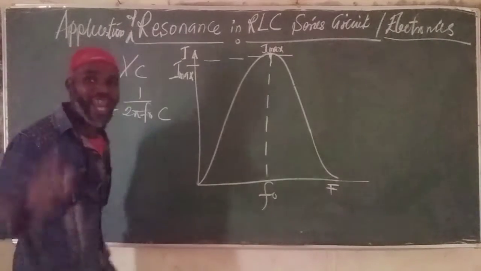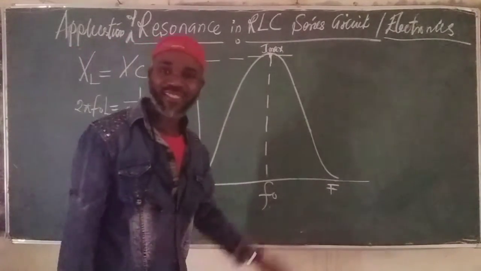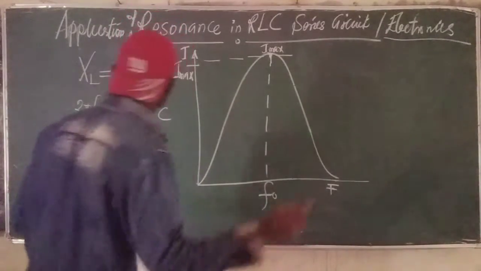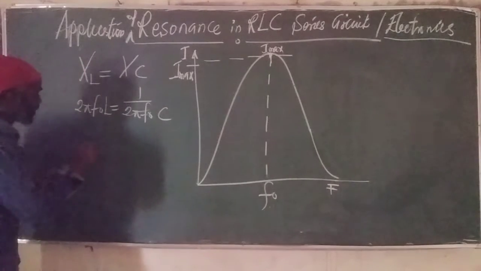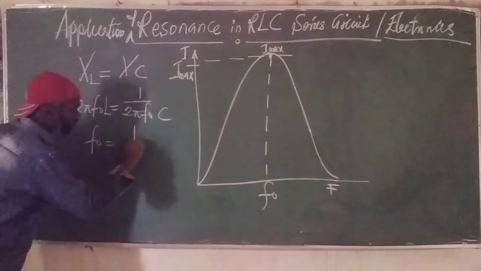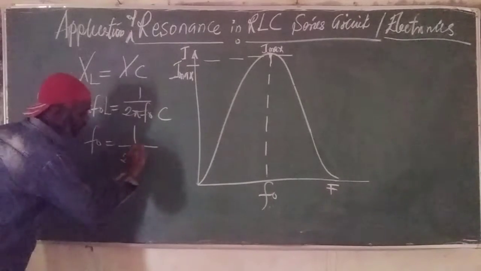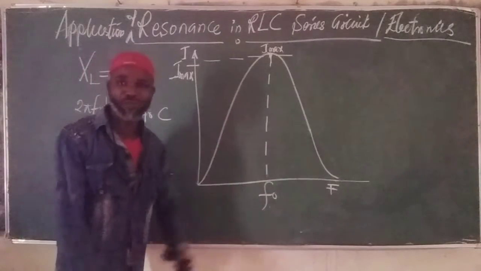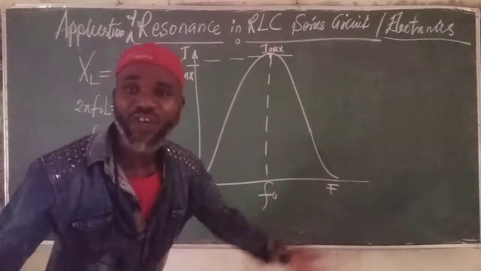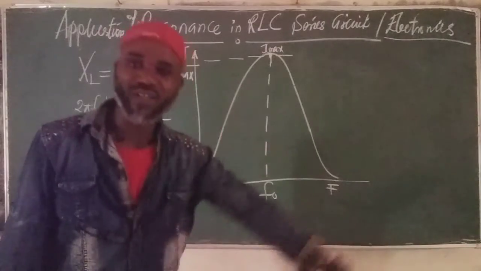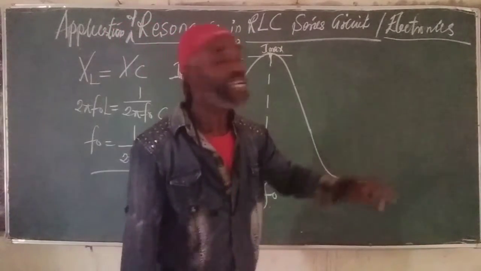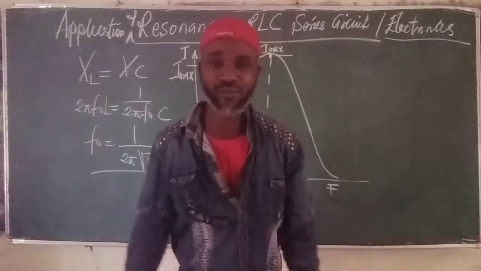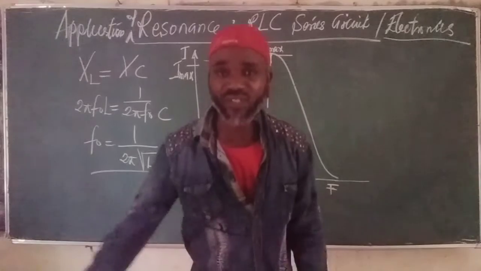C. We ended up in our previous class calculating that resonance frequency is given as 1 over 2 pi root LC. It occurs at this point. The diagram is still on the board. But our concern today is to find out where resonance is applied in electronic circuits or in electronic gadgets such as radios, televisions, just name it.